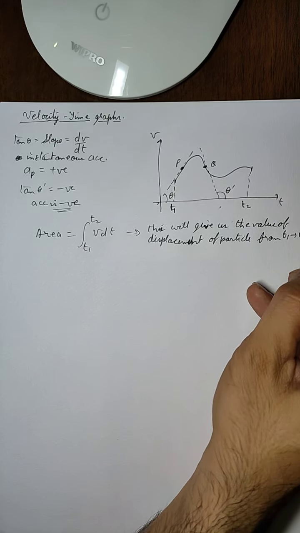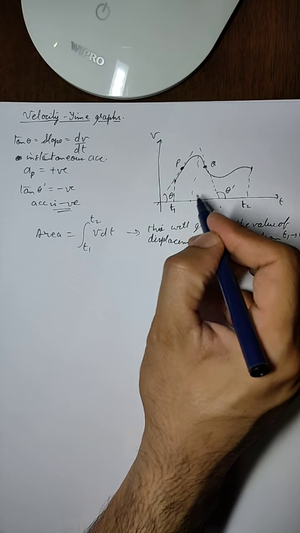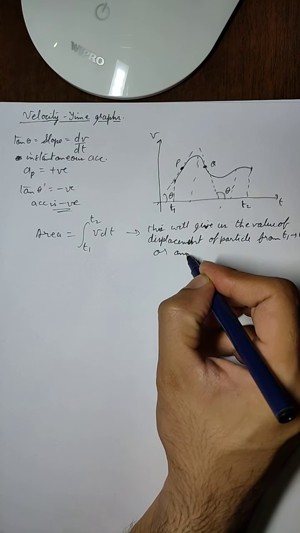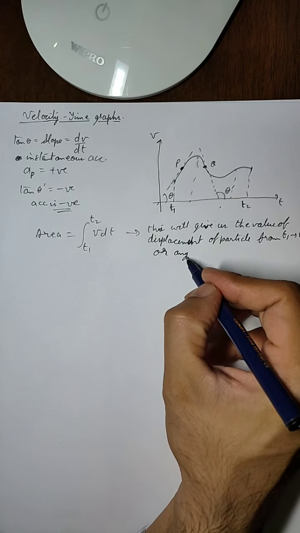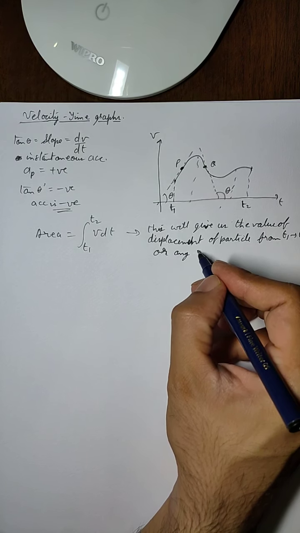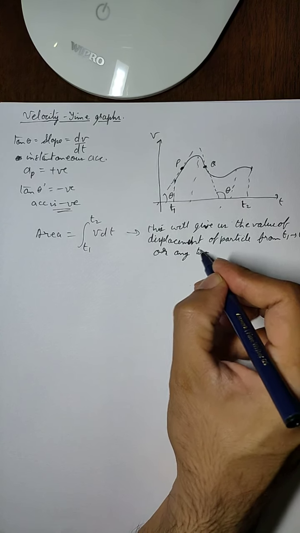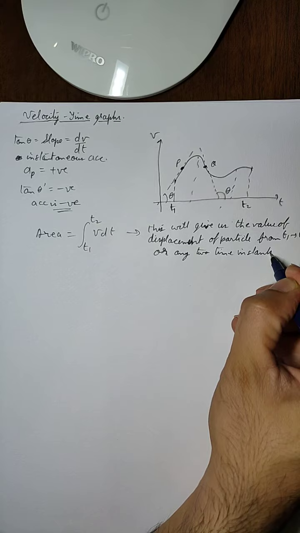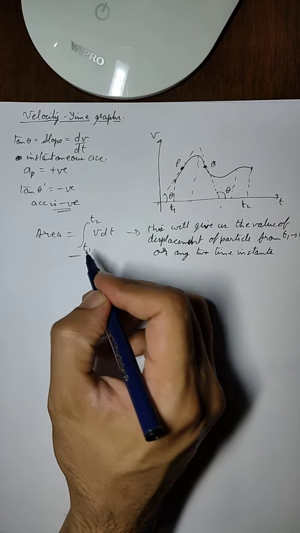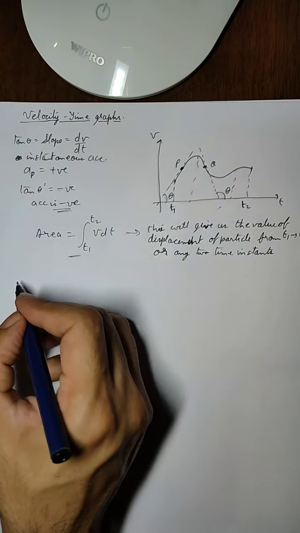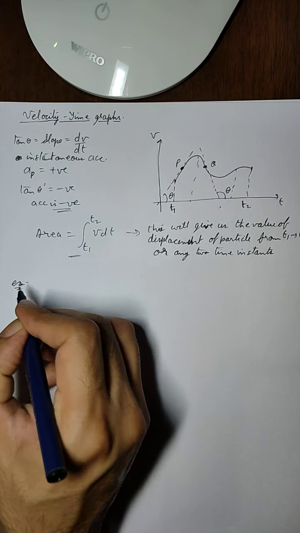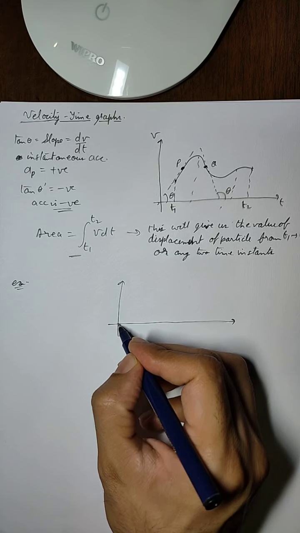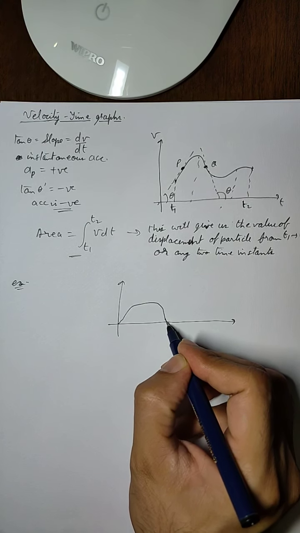from t1 to t2, or we can choose any two time instants, and we can find the displacement by finding the area under that curve between any two time instants. So this is important. Now let us do an example on this. Let us say that we have a velocity time graph. Let us say it is like this.